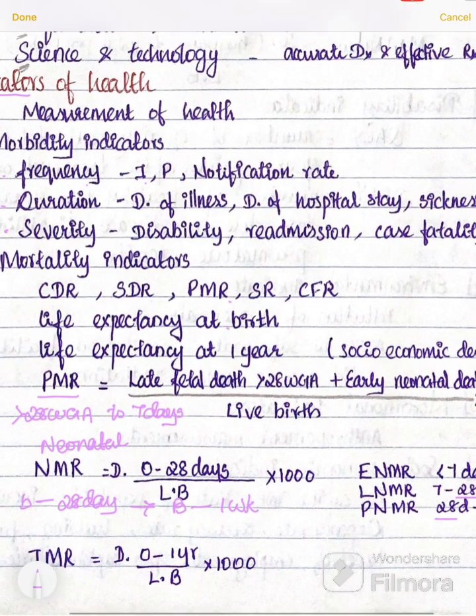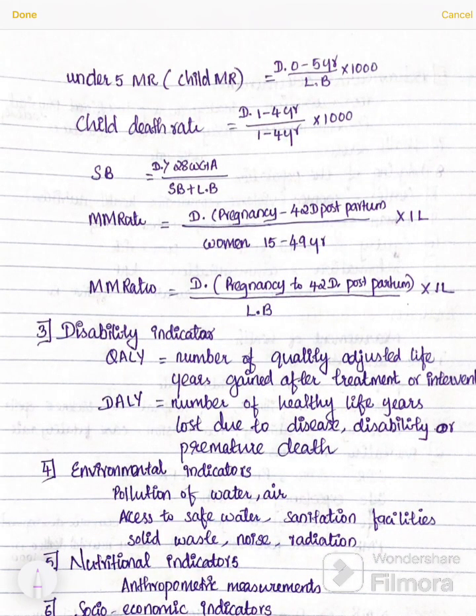And comes infant mortality rate. Infants, from birth to 1 year of age, are called infants. So deaths of children in this age group divided by live births into 1000. Next one, under 5 mortality rate. Under 5 children means birth up to 5 years. So deaths during this period divided by live births into 1000.